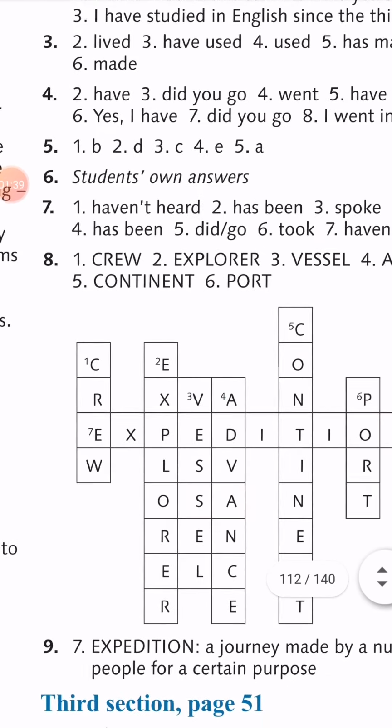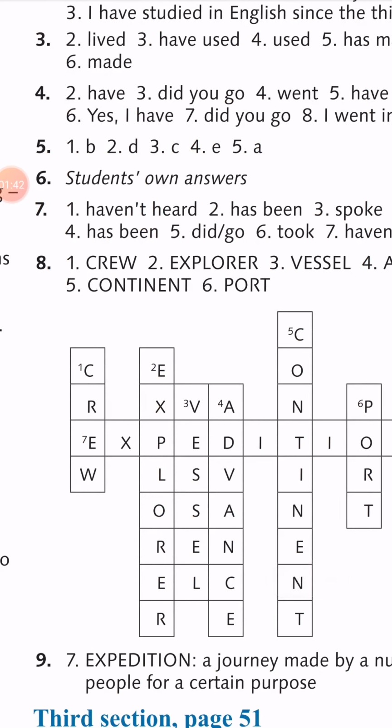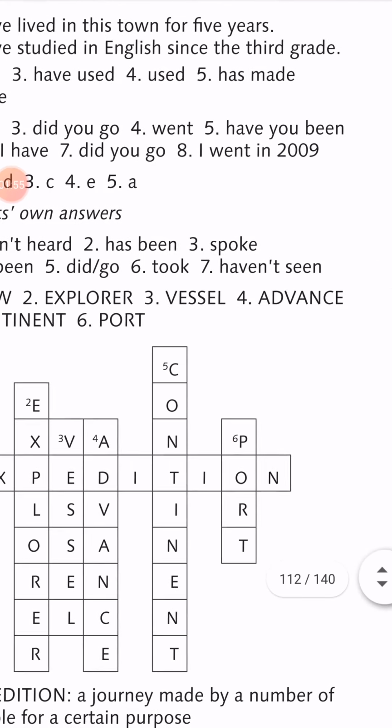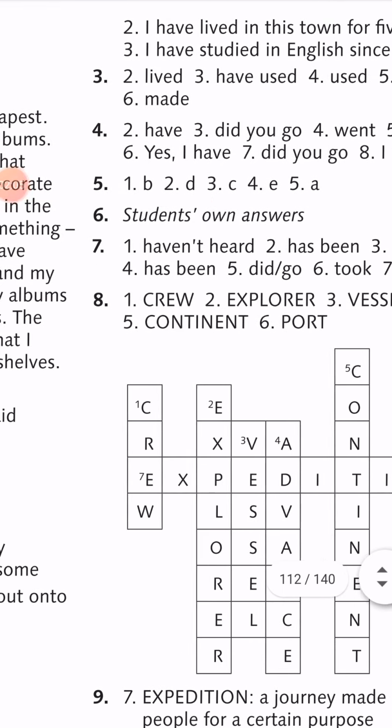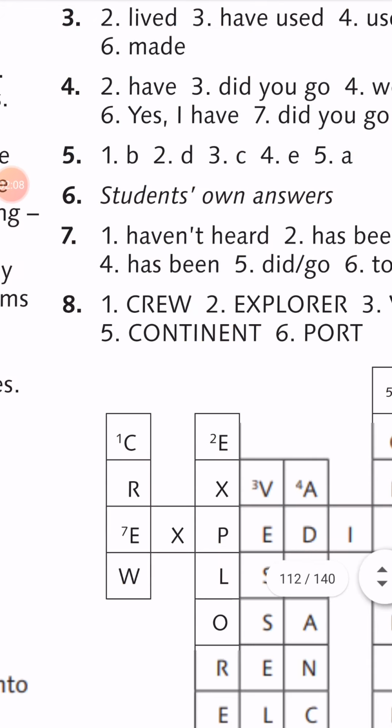In exercise number 3, okay, the answers here: number 1 is done for you. Number 2, you have to write lived. Number 3, have used in present perfect. The first one here, number 2, is in simple past. Number 3 in present perfect. Number 4 is used in simple past because of the keyword I gave you in the previous video, it's a simple past keyword. Number 5 has made, and number 6 made because of the keyword according to simple past.